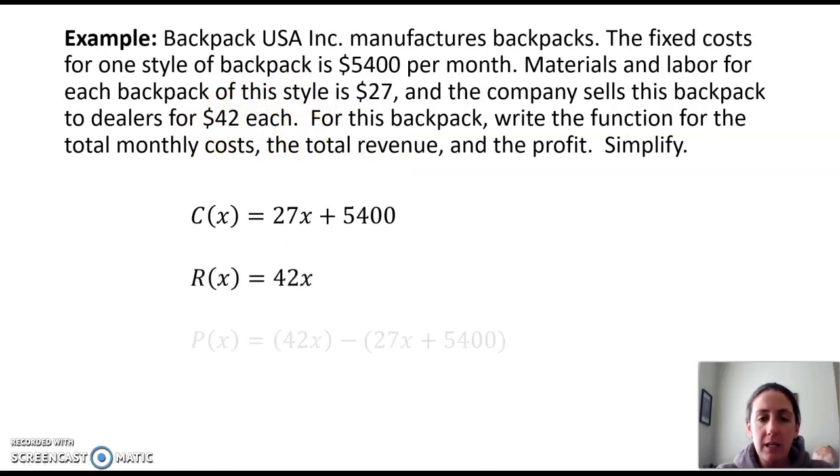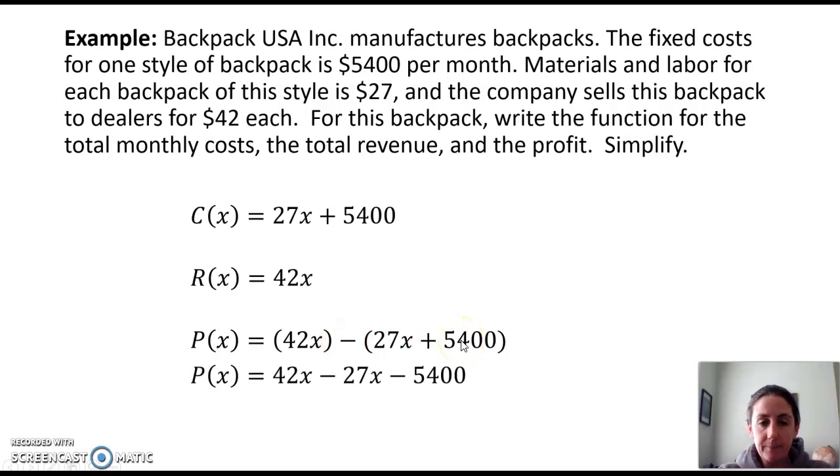And then our profit is revenue minus cost, so we'll take this entire revenue function and subtract off this entire cost function. I need to make sure that I distribute that negative, so subtract the 27x and the 5,400, combine like terms, and I get a profit function of 15x minus 5,400.